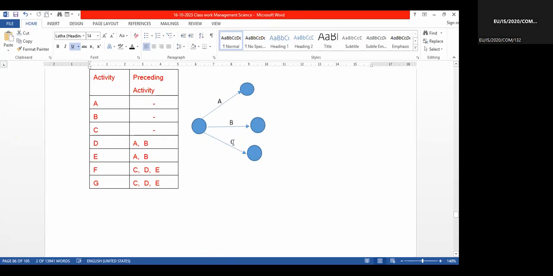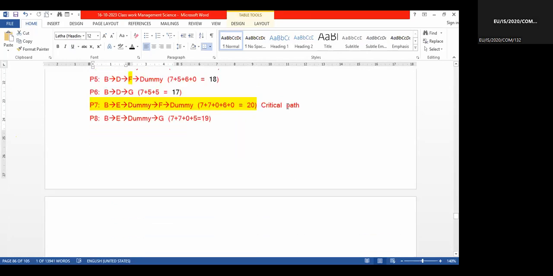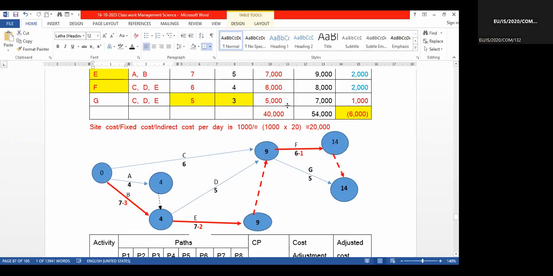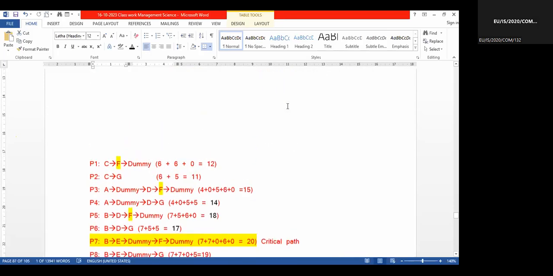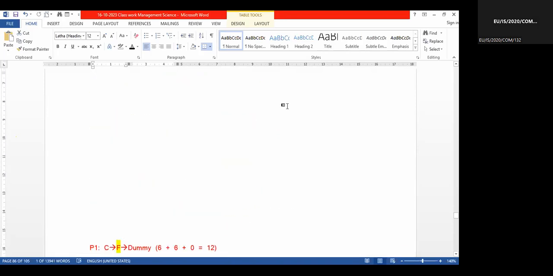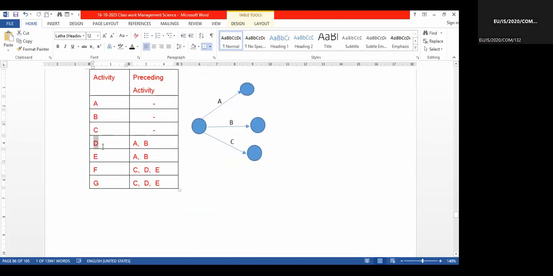So I have denoted this A, B, C. These are the isomorphic activities. So if I want to draw D, A and B have to finish, right? A and B have to finish. After finishing A and B only, we can start activity D. So how am I going to start it?